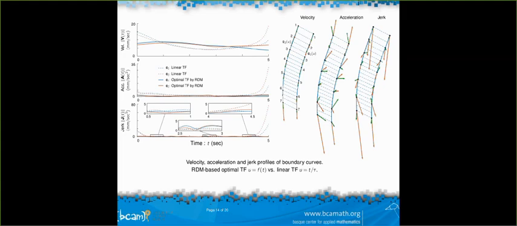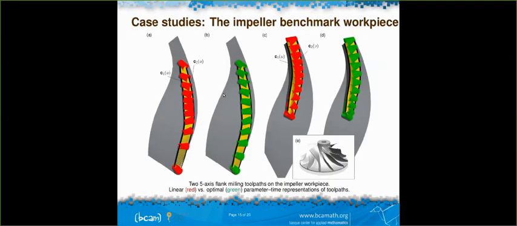I re-emphasize that jerk is most important because jerk is the derivative of acceleration, and if we have high values of jerk, it means that our acceleration is very oscillating and it has some impacts on the machine drive.